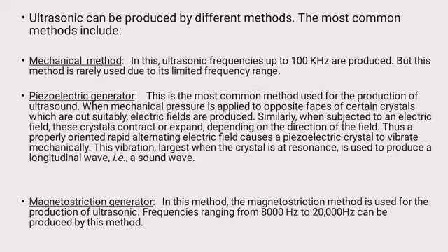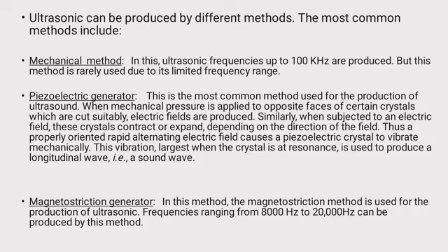Ultrasonic sound can be produced by different methods. There are commonly three methods. The first one is the mechanical method, in which we use mechanical instruments to create this wave. In this method, the ultrasonic frequencies range up to 100 kilohertz, but this technique is very rarely used due to its limited frequency range.